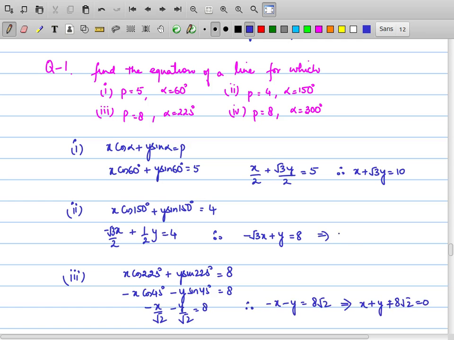Here you can write root 3x minus y plus 8 is 0. That is entirely up to you.